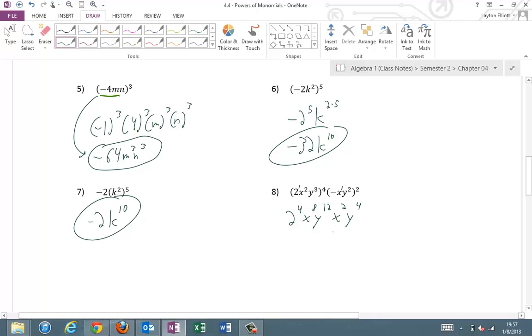So now I have to clean this up. Cleanup works like this. Let's look at the constant. 2 to the 4th is 16. Let's look at the x's. X to the 8th, x to the 2nd. You may be tempted now to say x to the 16th because you've been doing that, but now we're back to the first rule, saying when we multiply two exponents with the same base, we add the exponents. X to the 10th. And then y to the 12th, y to the 4th, y to the 16th.